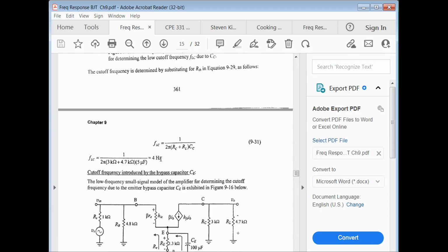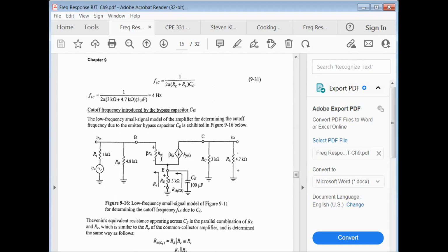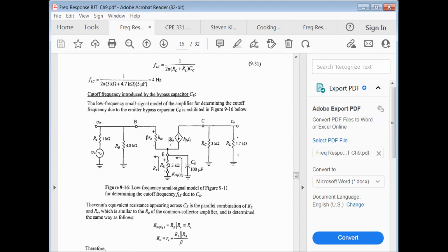And if we plug the numbers into this equation, we get that the low frequency pole due to the coupling capacitor on the collector is 4 hertz. Now we have one left to go, and notice these are all the external caps that were placed in the circuit. Now, we look at the cutoff frequency introduced by the bypass capacitor C sub E, since we've done the coupling capacitors CB and CC.